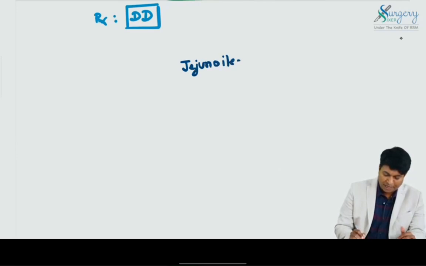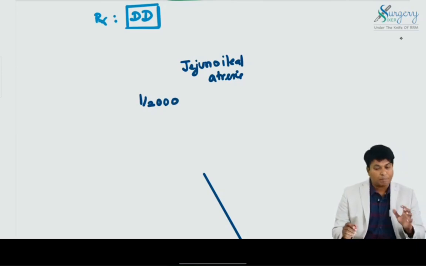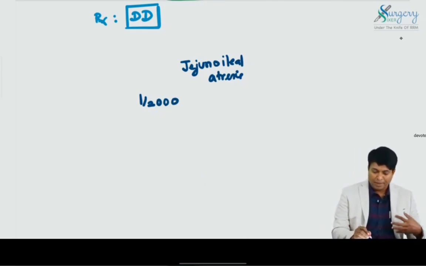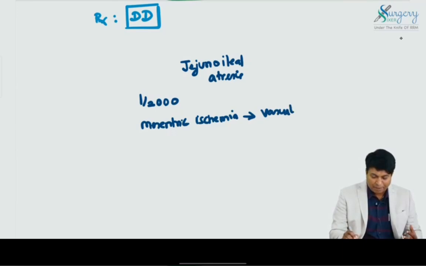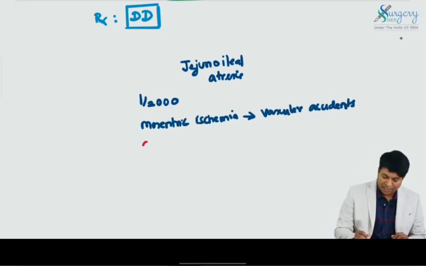Next I'm coming to jejunal-ileal atresia. It is 1 in 2000. It usually follows some intrauterine mesenteric accident. So in the uterus itself, the baby had some mesenteric ischemia in the blood vessels, like a vascular insult. Some blood supply to the small bowel has gone, and that has resulted in atresia. Usually this is associated with cystic fibrosis.